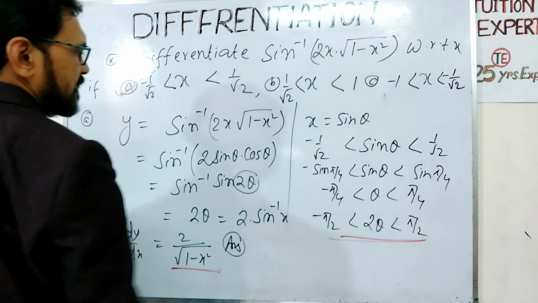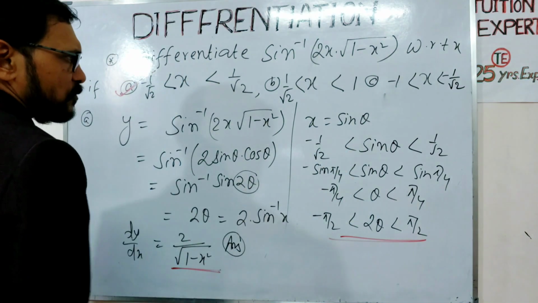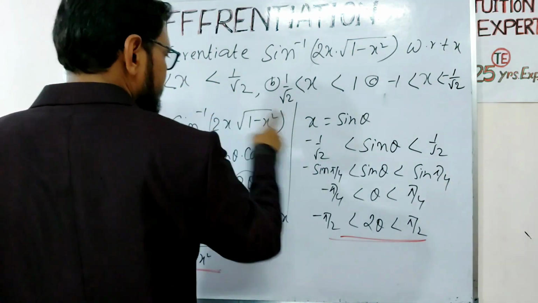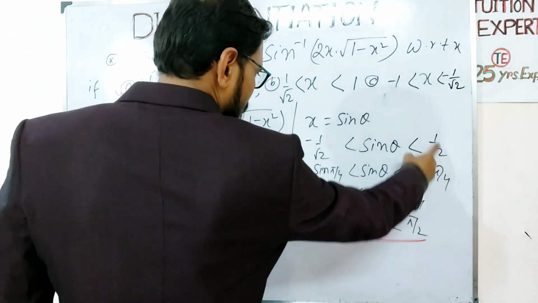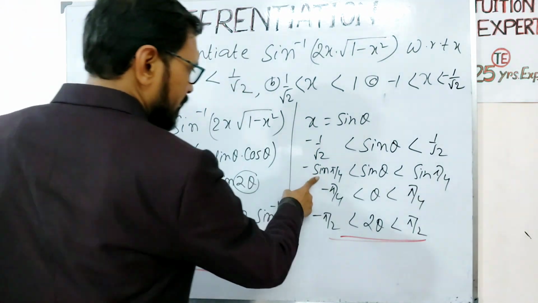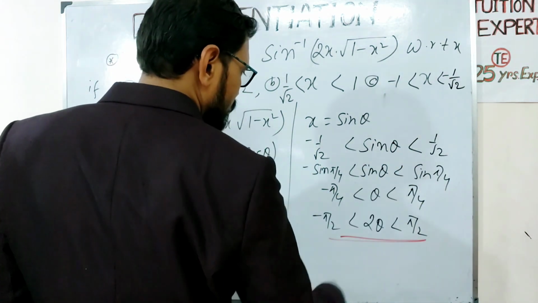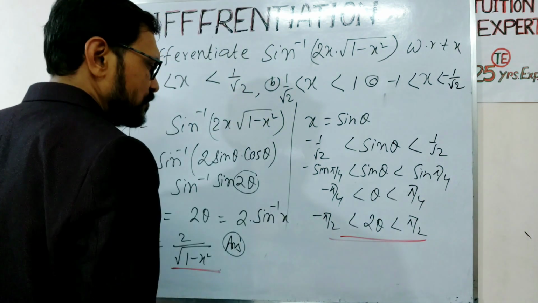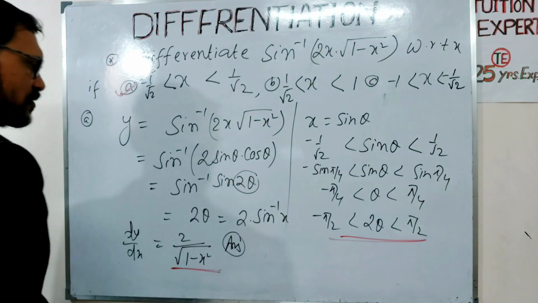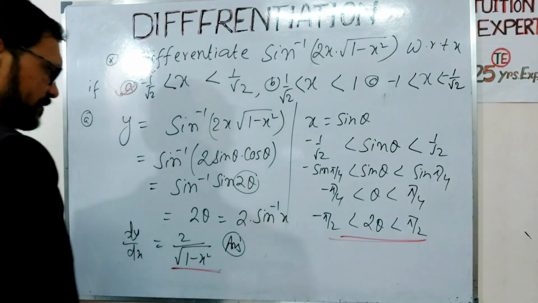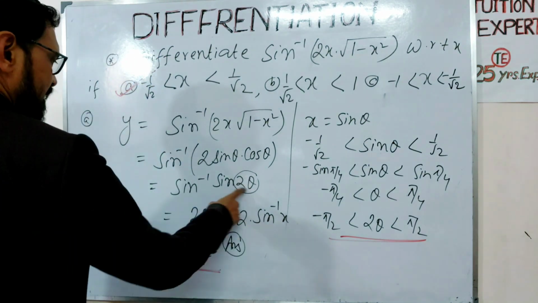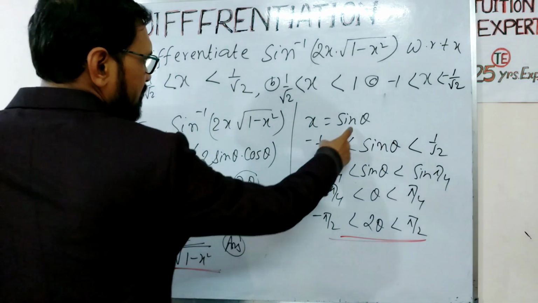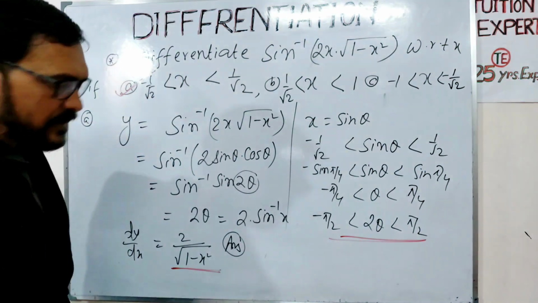If we put x equal to sine theta, then we have to check the principal value. Here x lies between minus sine pi by 4 and sine pi by 4, so sine theta lies between these. Cancelling sine on each side, theta equals this. Now multiplying 2 on each side, we get pi by 2 to minus pi by 2. So these values lie in the principal value, and sine inverse sine x equals x, so we can write 2 into theta. Theta means sine inverse x.